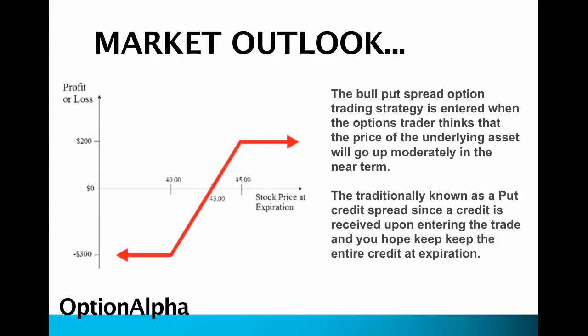Starting with the market outlook, as always, this is a little bit of a complex option strategy. It's not the most complex, but it's not just your simple run-of-the-mill buying and selling of puts and calls. The bull put spread is entered when the option trader thinks that the price of the underlying asset will go up moderately in the near term. We're not all too crazy bullish. We just think that there's going to be a general rise in the price. We don't think it's going to double in price in the next 30, 60 days.